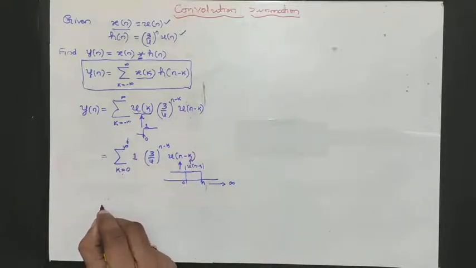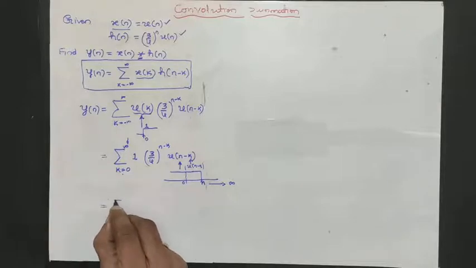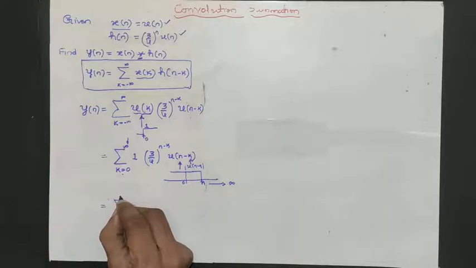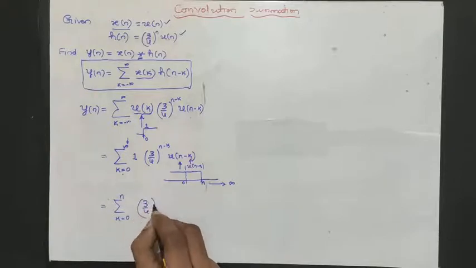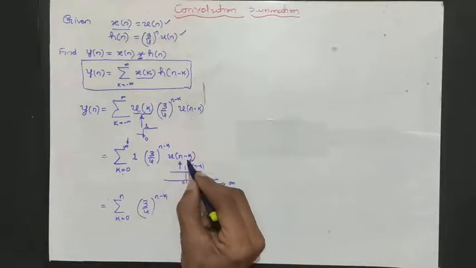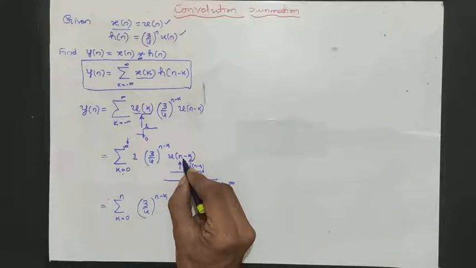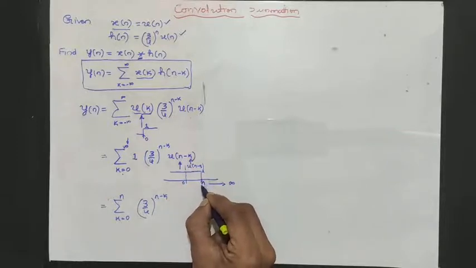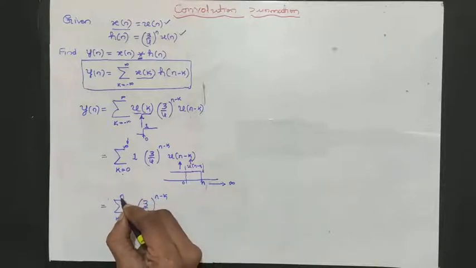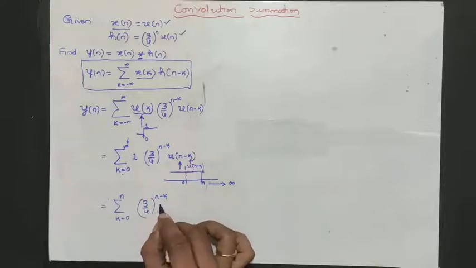Let me come down now. k equals 0 to infinity was there, but infinity is truncated to n now. Summation from k equals 0 to n of (3/4)^(n minus k). I am replacing u of n minus k by 1 because it's a unit step. Unit step means its magnitude is 1. And I have already told you that it ends at n, hence here I have made it n. (3/4)^(n minus k).